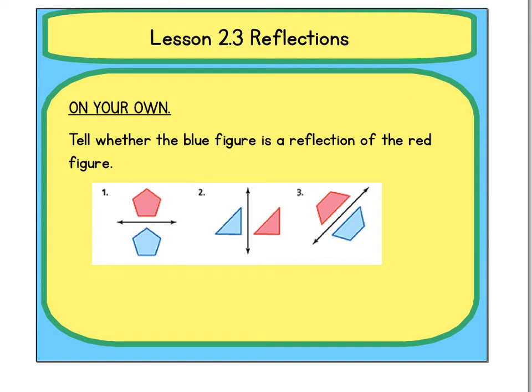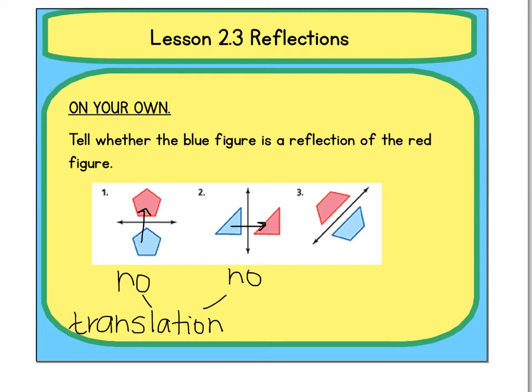Okay, so we'll check. We'll first look at number 1. Has the red shape been flipped over to the blue shape? The answer for this one is no. If you looked at it, you'll notice that all we did with the shape was slide it. No matter which direction we did, all we did was just slide it to a new position. This one would be called a translation. On number 2, you'll notice the exact same thing. All we did was slide the shape to a new position, so this one is also a translation. Both of those are translations.